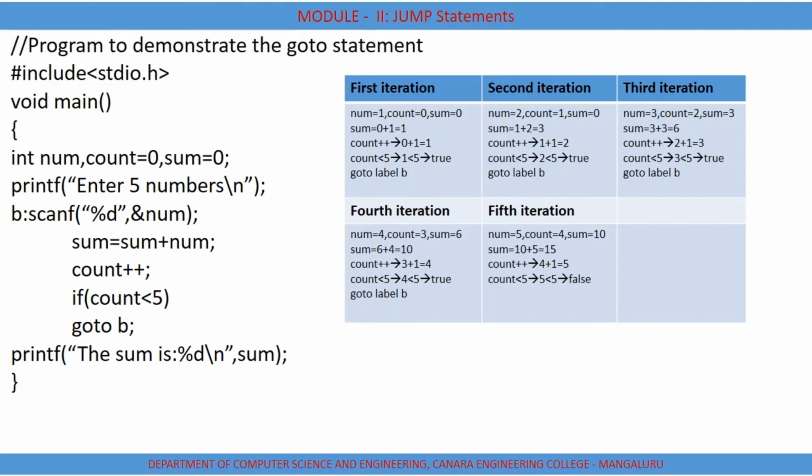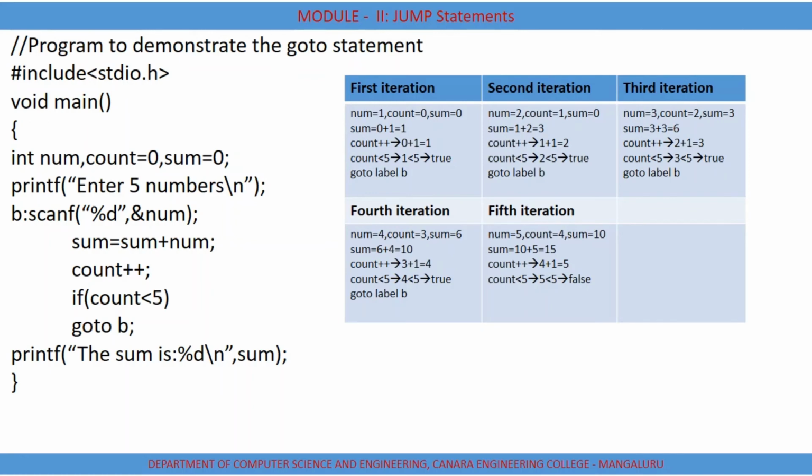Next I'm computing the sum, that is, sum I have already initialized to 0. So 0 plus num. Now the first value you have given is 1 there, so 0 plus 1, so the new sum will be 1. Now I increment the count by 1, count becomes 1. So now I'm checking whether count is less than 5. Count is obviously less than 5 because the value of count is 1. So I'll give goto b.